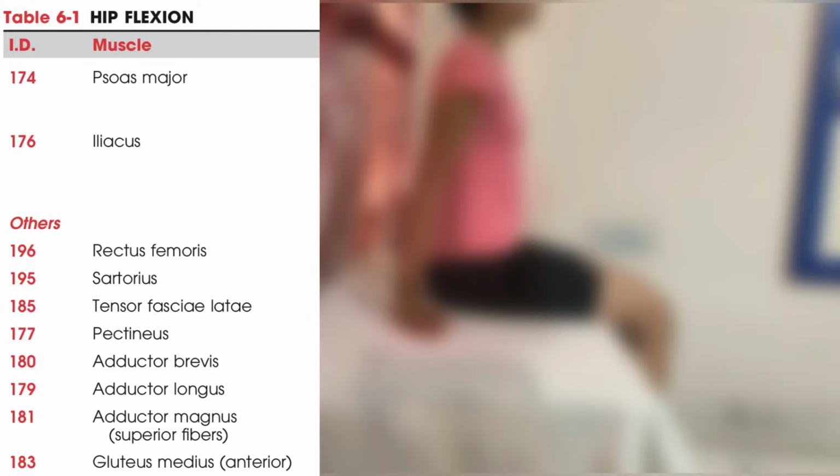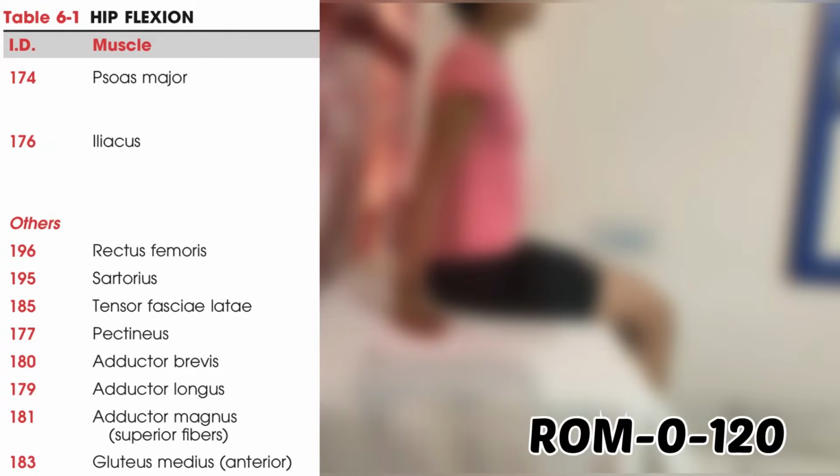First, I will tell you MMT of hip flexion. So the major muscles that are responsible for hip flexion are psoas major and iliacus, while the other muscles are rectus femoris, sartorius, TFL, pectineus and some adductor muscles. And the normal range of motion of hip flexion is 0 to 120 degrees.